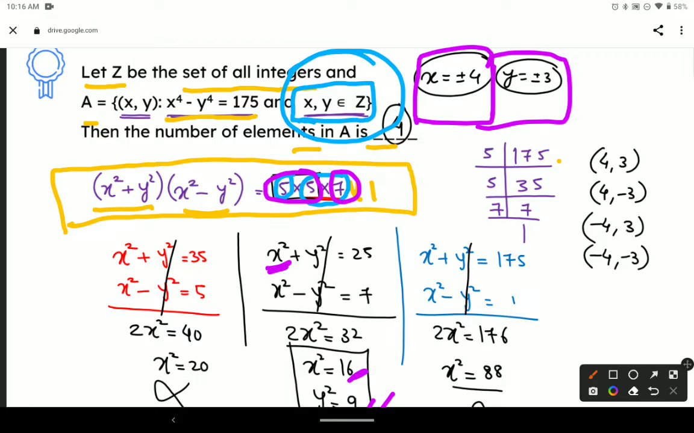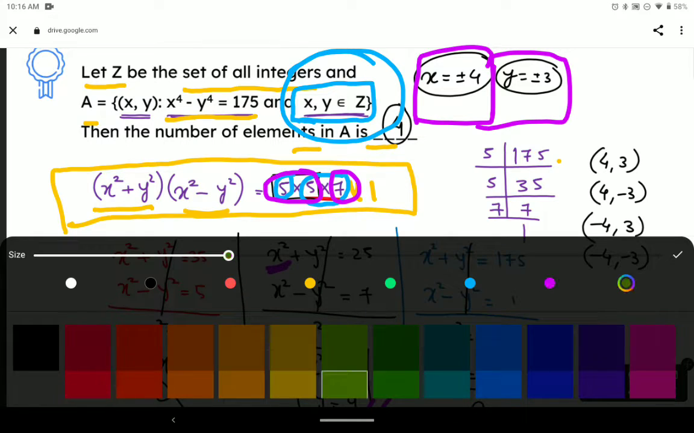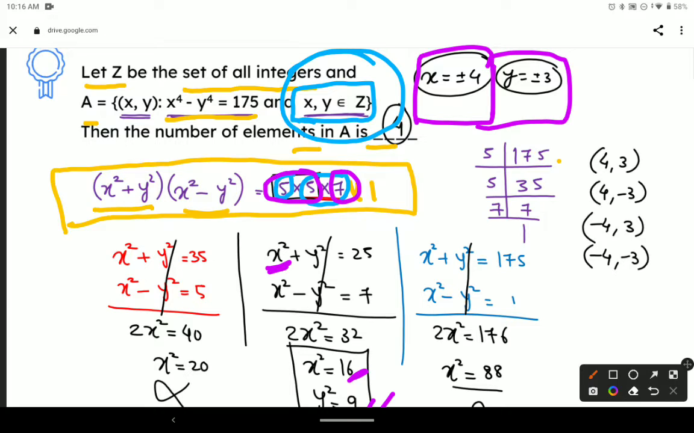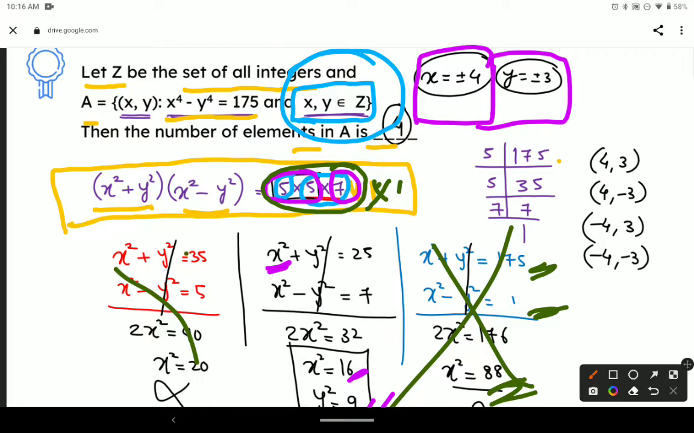And there is also one more case. See, we can write 175 into 1, we can write it like this, right? So I treat x square plus y square as 175 and x square minus y square as 1, which results in x square equal to 88, but it's not an integer square. You can rule out this case. You can also rule out this case, and the only remaining case is this case.